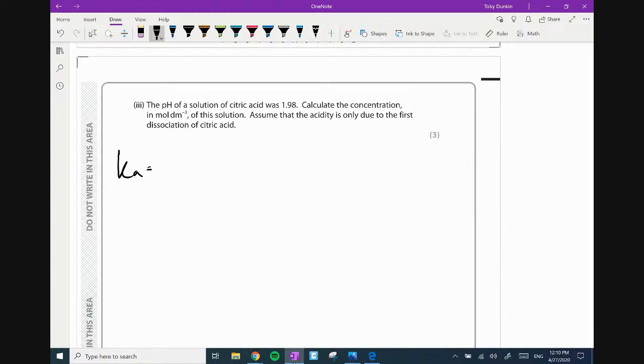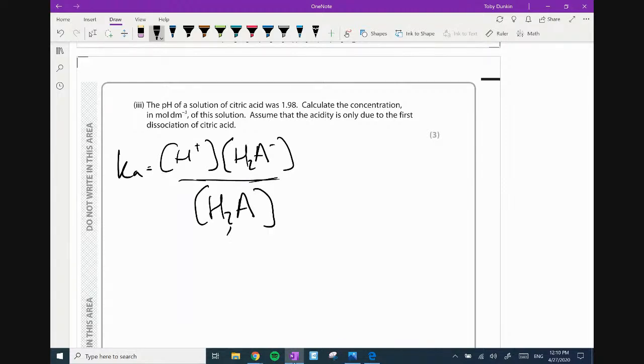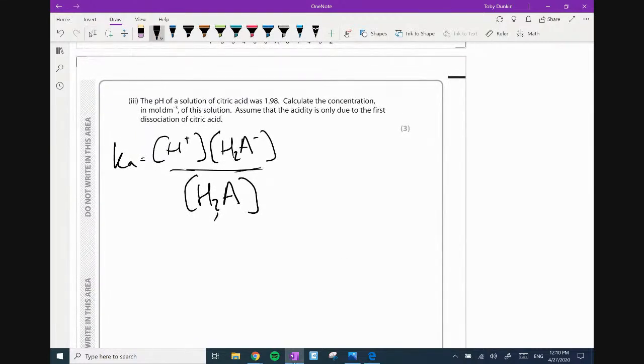So Ka equals products. I'm just going to do H2A minus, shouldn't do it, but I'm going to, over H3A. There we go. Right, so we know the pH. Got that one? That's great. This is always the pH, remember that. So the first thing I'm going to do is shift anti-log minus the pH. That's going to give me the H plus concentration. So on the calculator, shift log minus 1.98 is going to give me 0.0105 moles per dm cubed H plus ions.